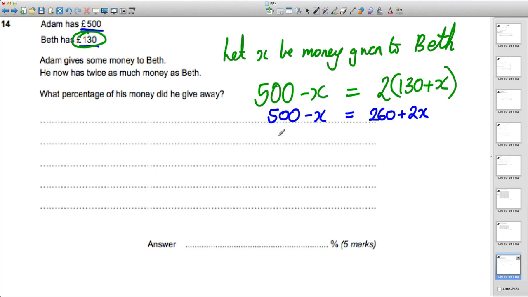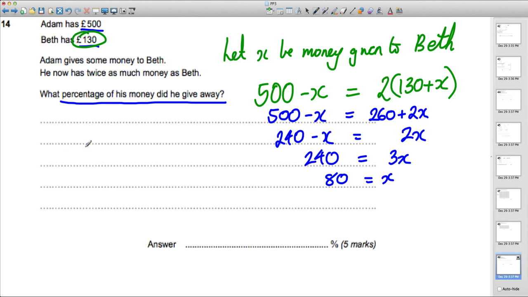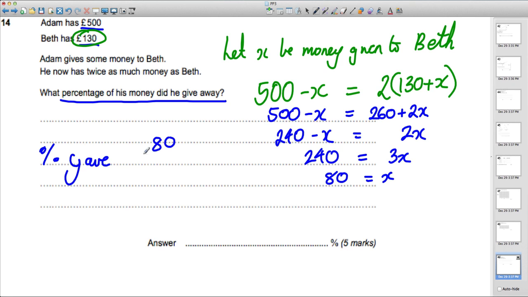Let's subtract 260 off both sides. 240 subtract X would be 2X. Let's add X to both sides. 240 must be 3X. Let's divide both sides by 3. 80 must be X. So £80 he gave away. It asked what percentage of his money. The percentage he gave away was 80 out of his 500 multiplied by 100. You just type that in the calculator. 80 divided by 500 times 100 is 16%. So it's 16%.